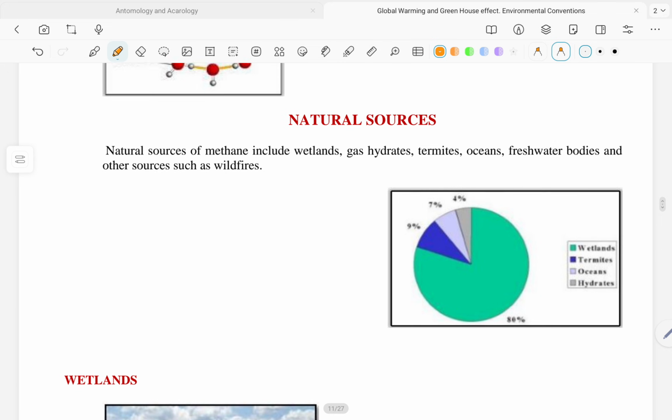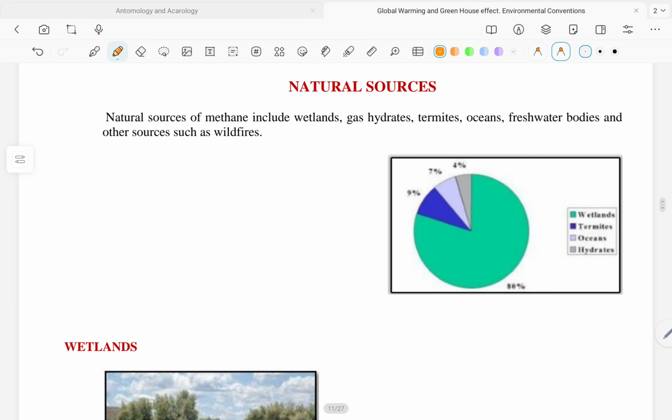Natural sources. Natural sources of methane include wetlands, gas hydrates, termites, oceans, freshwater bodies, and other sources such as wildfire.